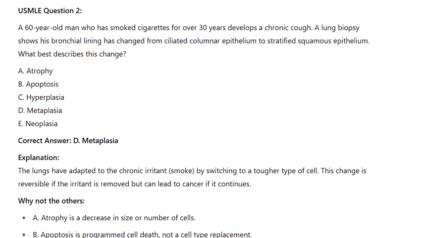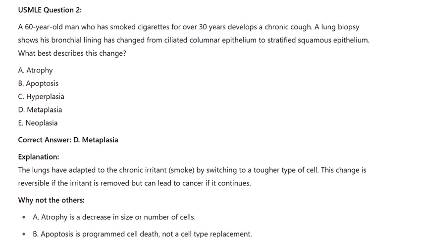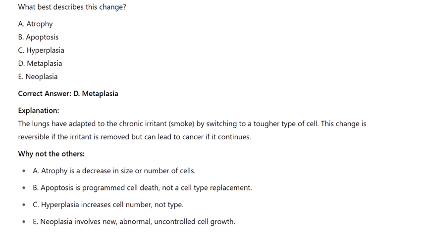Correct answer, D. Metaplasia. Explanation. The lungs have adapted to the chronic irritant, smoke, by switching to a tougher type of cell. This change is reversible if the irritant is removed but can lead to cancer if it continues.